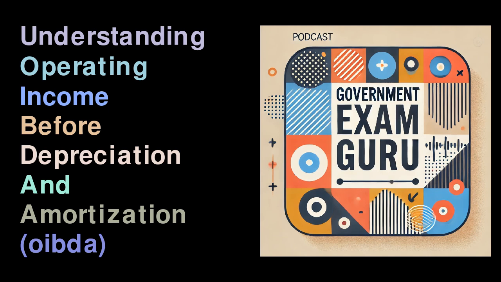OIBDA versus EBITDA. Both OIBDA and EBITDA, earnings before interest, taxes, depreciation, and amortization, serve as profitability metrics, but they originate from different financial baselines. OIBDA starts with operating income, focusing purely on core operations. EBITDA starts with net income, encompassing a broader perspective of earnings that may include non-operating revenue and expenses. This distinction makes OIBDA particularly useful for comparing companies within the same industry by focusing on their core operational efficiencies.